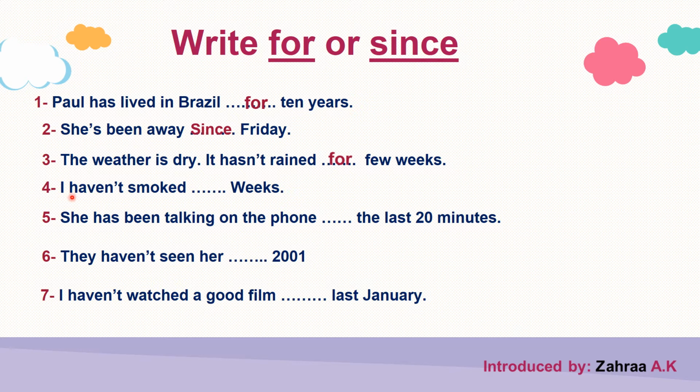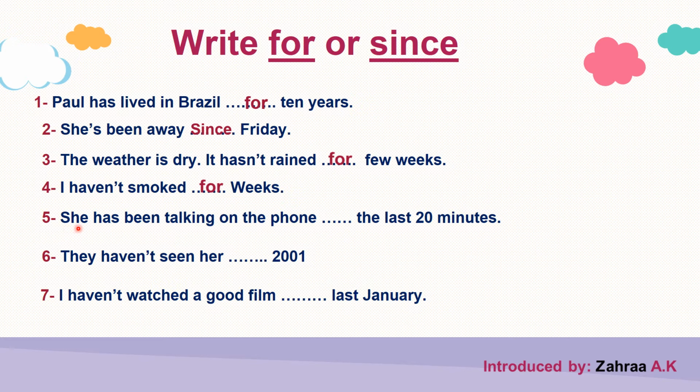Number 4. I haven't smoked. أنا لم أدخن. For or since weeks. We use for or since, after it weeks, أسابيع، لأنه ما محدد من أي أسبوع بدأت المدة. So we use for weeks, not specific time, not particular. It is just an amount of time. So I haven't smoked for weeks.